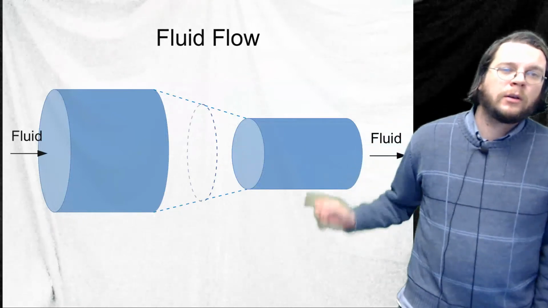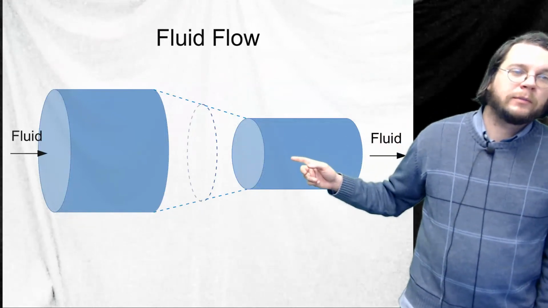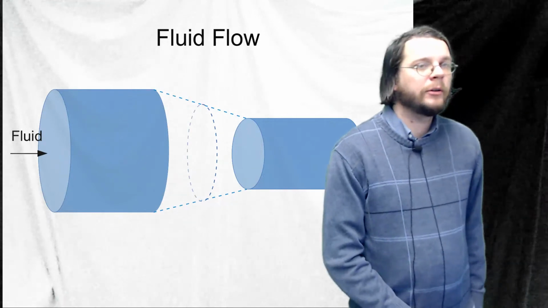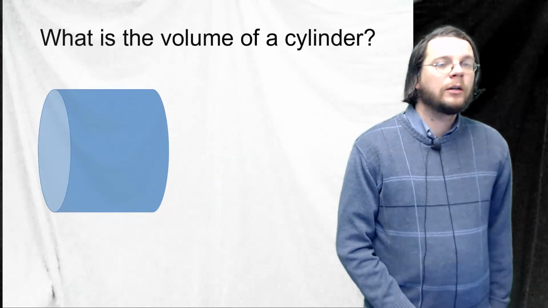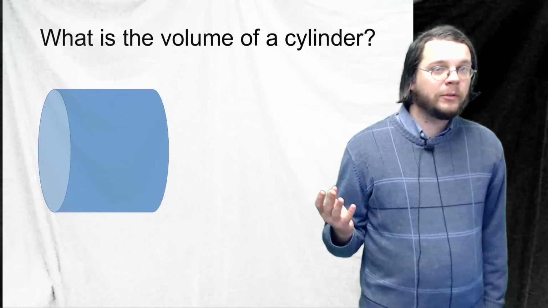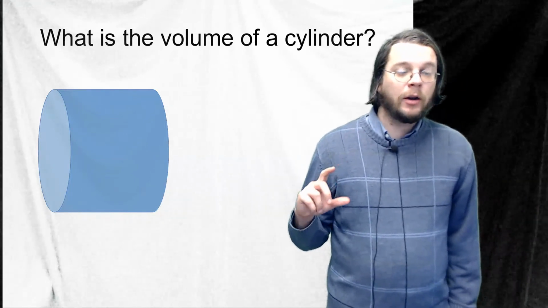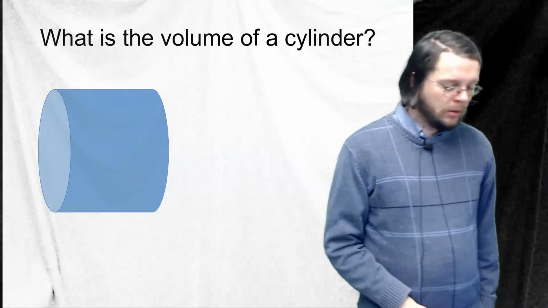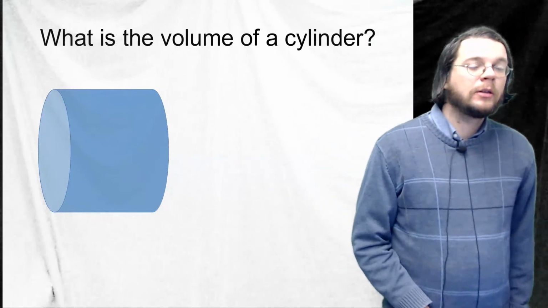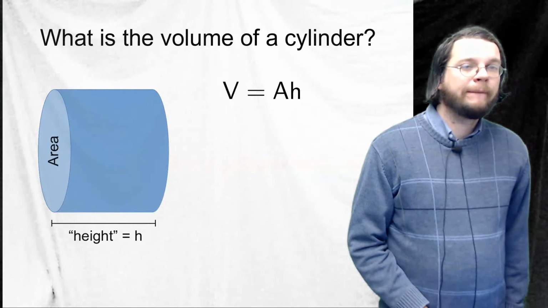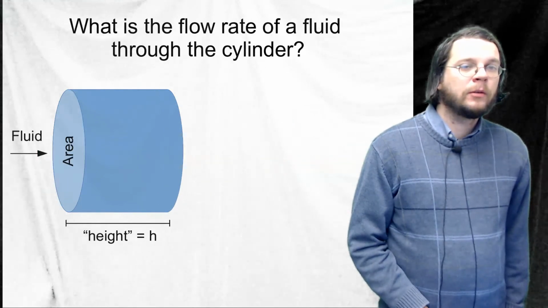So you have a certain amount of fluid flowing into this thing, and then it's more constricted. The fluid keeps on flowing. And so first question, what's the volume of a cylinder? Well, it'd have to be the cross-section area. The area here is going to be pi r squared times the distance. So it's going to be the height times the area is the volume.